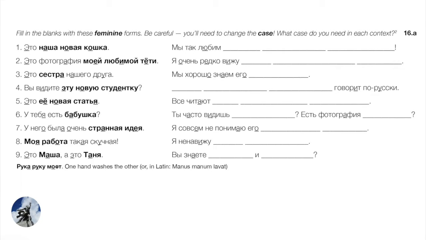Okay, number two. Это фотография моей любимой тети. Okay, what are we dealing with here in the example, in the first sentence? This is a photograph. Okay, what case is that phrase in? Let's think back. Can we think of the nominative of this word, тётя? Тётя, right? It's a feminine noun. It means aunt. Okay, so what case is this in? Well, genitive, right? So let's think. Does that make sense? This is a photograph of our favorite aunt. Okay, that makes perfect sense.